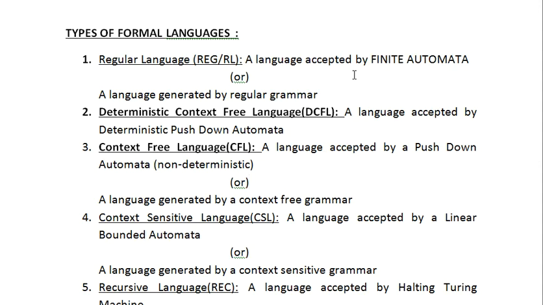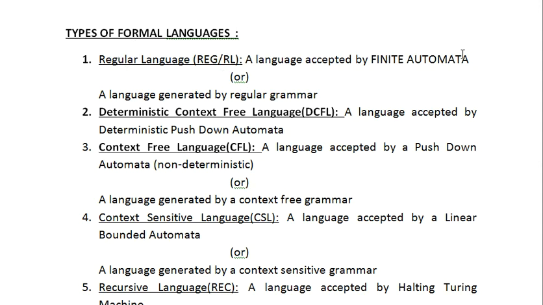This generator we will be learning about in the form of a grammar. Grammar means a set of rules. Now if we talk about the types of formal languages, it starts off with regular language, a language which is accepted by a finite automata.